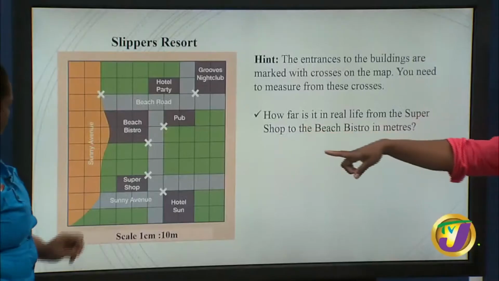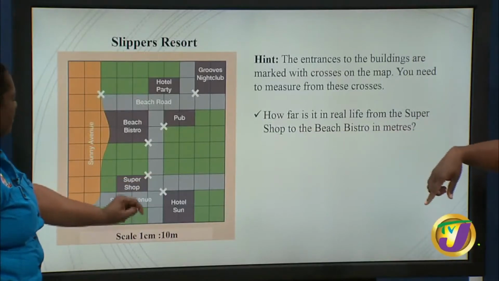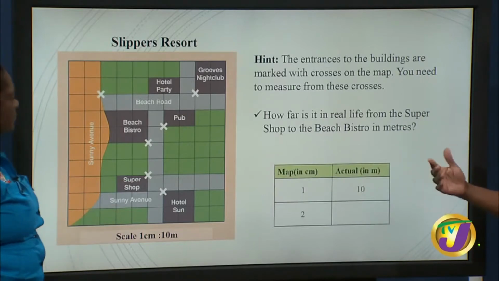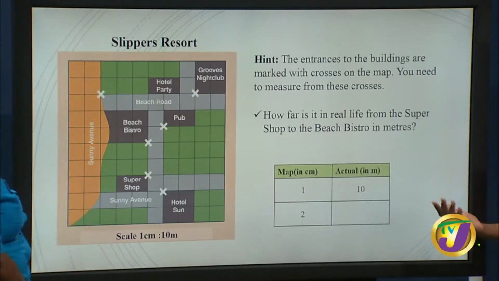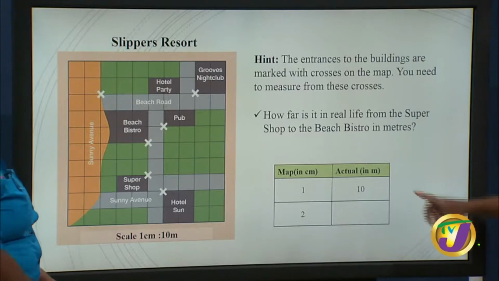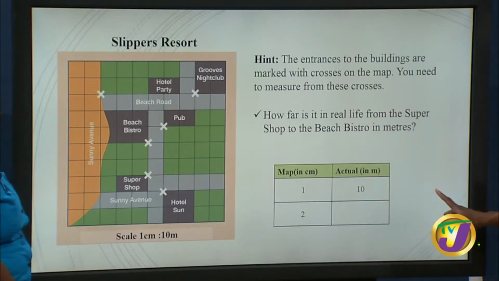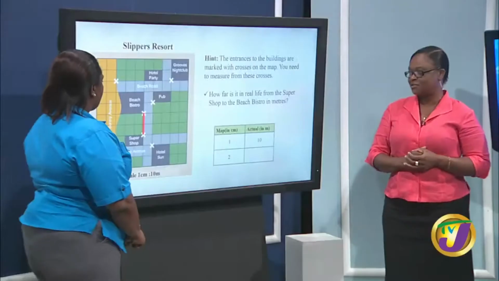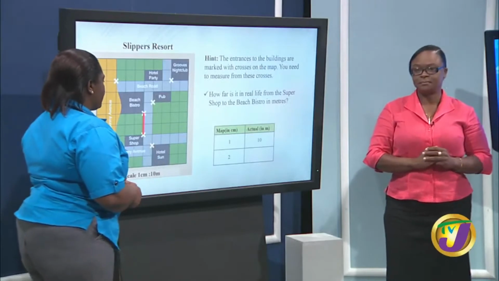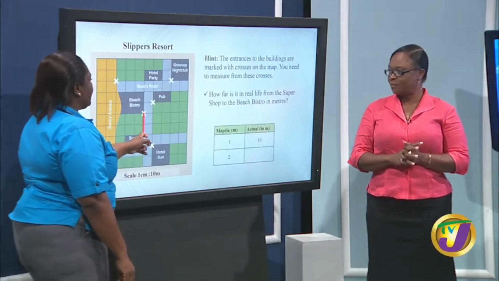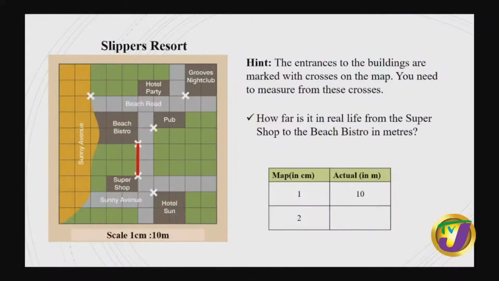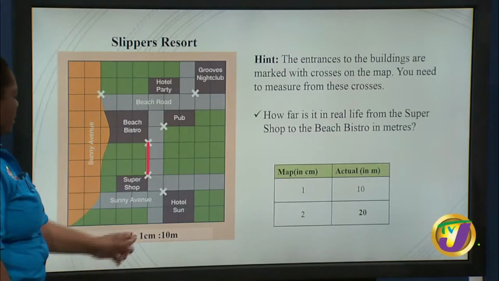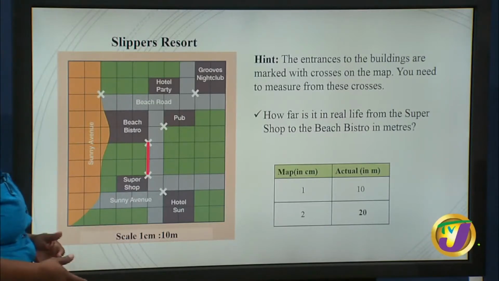The second question says, how far is it in real life from Super Shop to the beach bistro in meters? Where is Super Shop? We identify the entrance to Super Shop. It is right here. And of course, we're using a table again to help us clarify the information. Tables are quite helpful, right? But first, we need to identify the locations, and that's it right there. We need to emphasize too that some persons might start counting at the starting point, which is 0. So it must be 1. Yes. This is our 0. 1, 2. So it is 2 centimeters that we want to convert to meters.